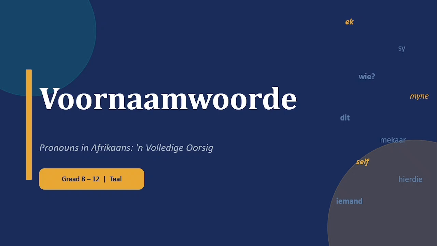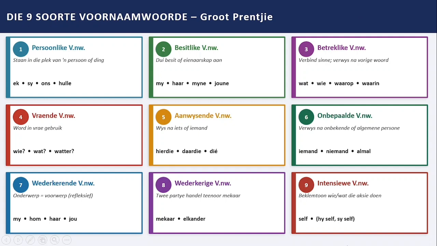And like I said, there's 9 of them. So the sooner or the faster you know what the 9 are, the better you'll be able to score that 1 or 2 points that they're going to be asking you regarding voornaamwoorde. Okay, let's jump right in. So here are the 9 that I was talking about.